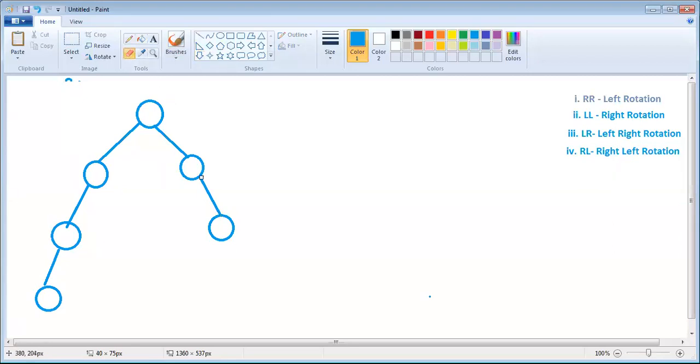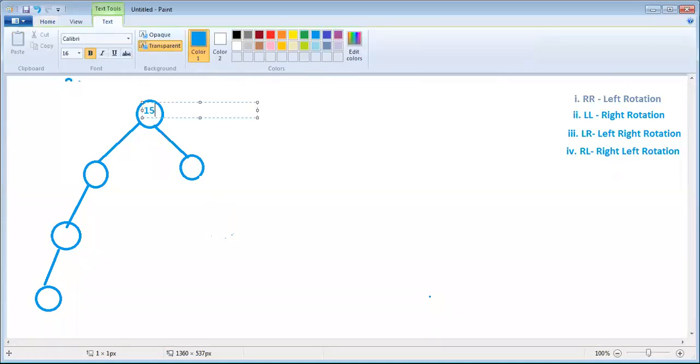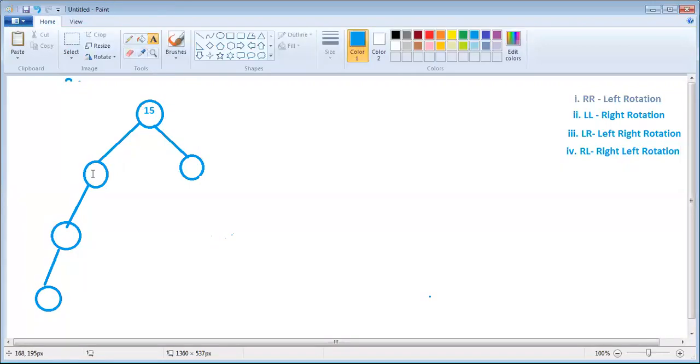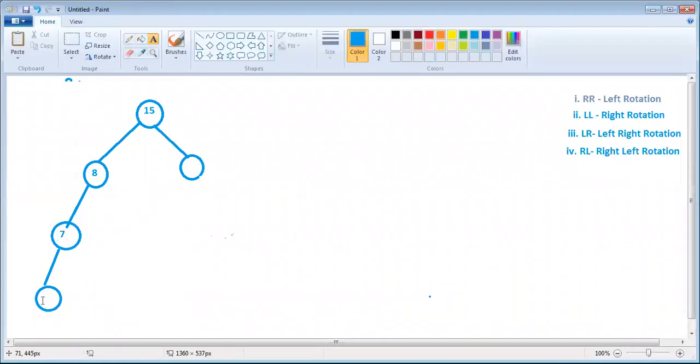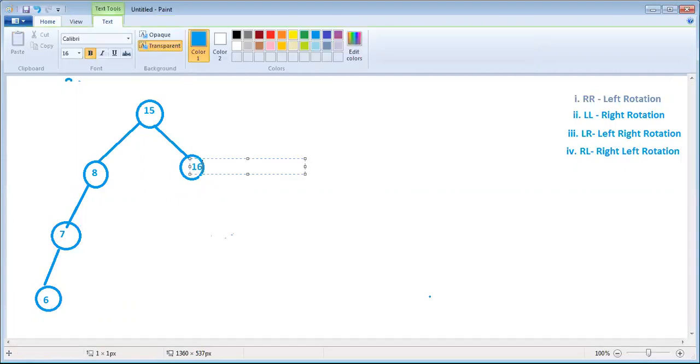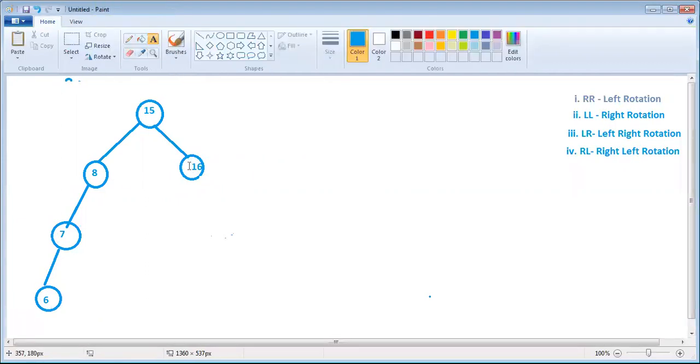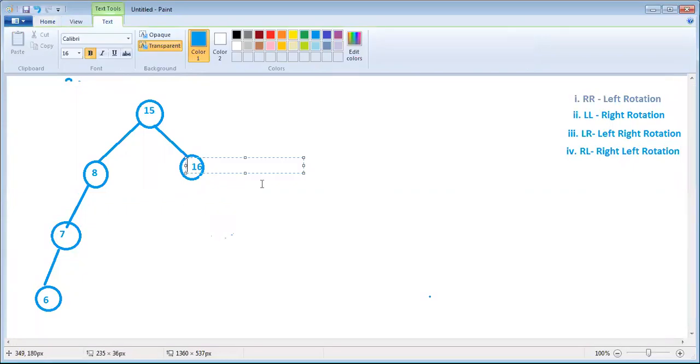I'm just making it easy. Try to fill in any values, for example 15, 8, 7, 6. Try to make a balanced tree.